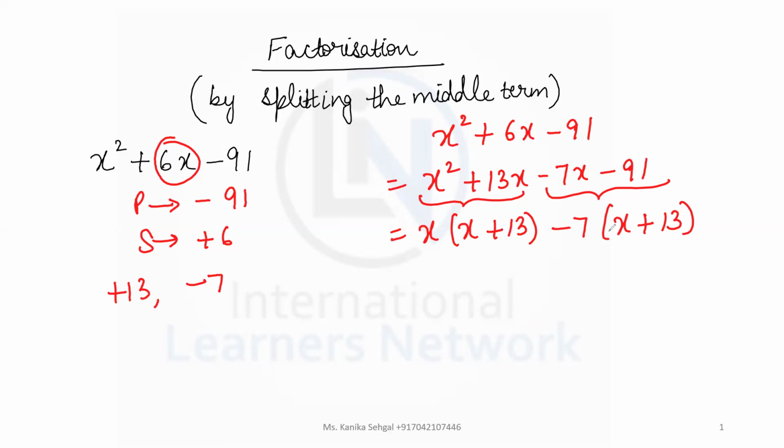We have to take out common in such a way that these brackets are repeating. If they are not repeating, you will get stuck and you will not be able to proceed further. So now x plus 13 can be taken common here since we have x plus 13 in the first term as well as in the second term. And then we'll be left with x minus 7. So now we have factorized x square plus 6x minus 91 and we've written it as x plus 13 times x minus 7.